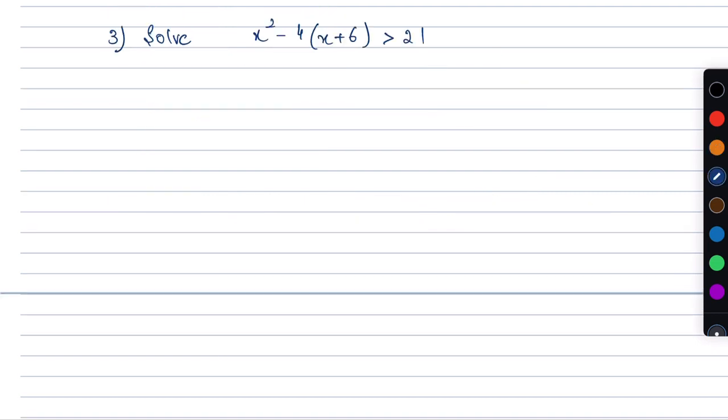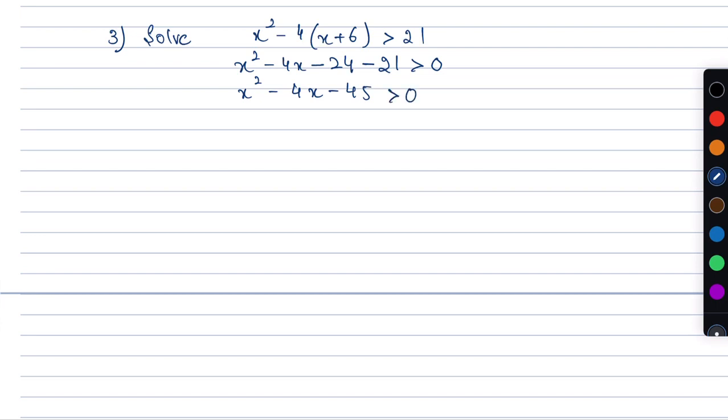Now let's do another question to understand the topic more clearly. So here it's x squared minus 4 times x plus 6 greater than 21. First, bring it to the quadratic form, and from the right hand side, bring 21 on the left side so that the equation is greater than 0. And here I can say that my equation is x squared minus 4x minus 45 to be greater than 0.